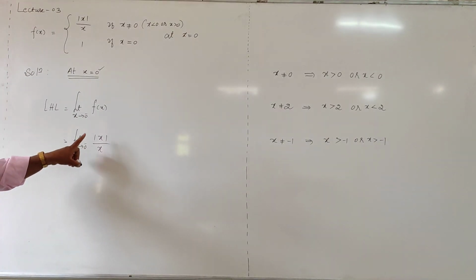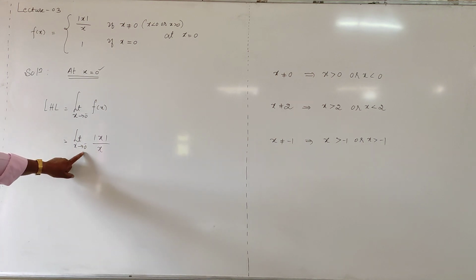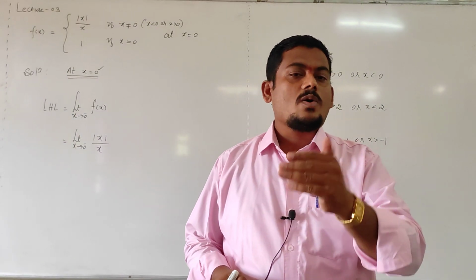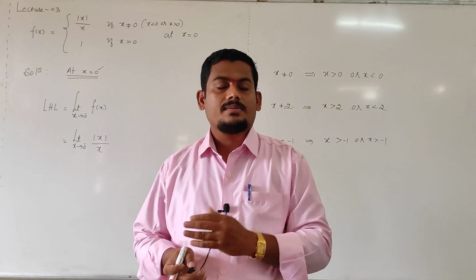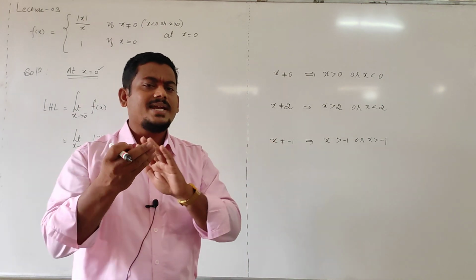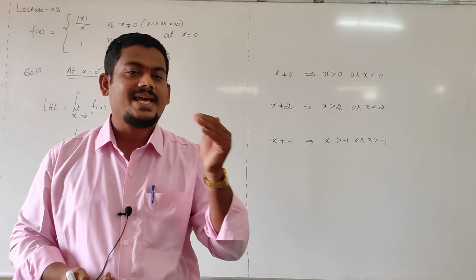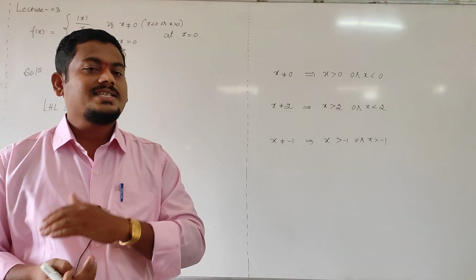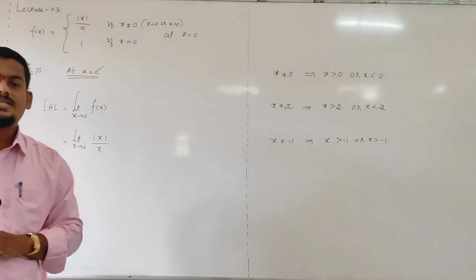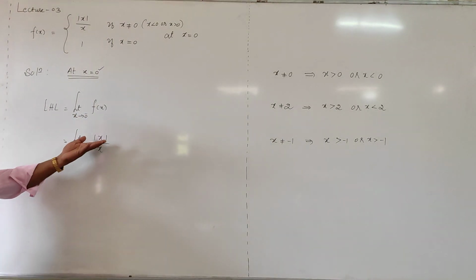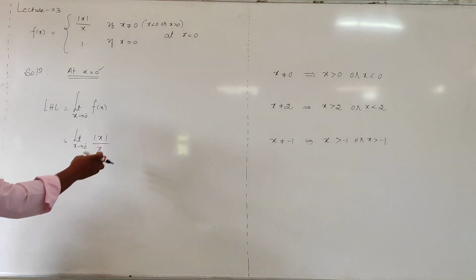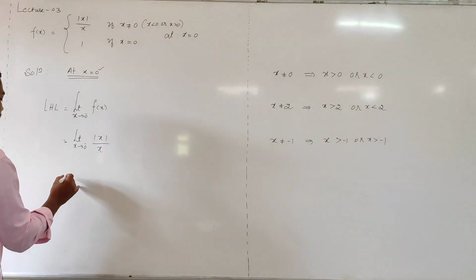Our function is mod x by x. Now, if you put x value directly 0, then what happens? It gives 0 by 0. 0 by 0 is an indeterminate form, meaning a meaningless quantity. Once you get any indeterminate form, first simplify, then apply the limit. That is the method of evaluating limits, right? 0 by 0 is not a finite value. For that reason, first simplify, then apply the limit, right?